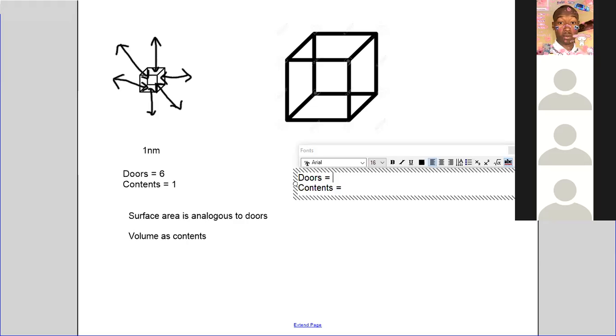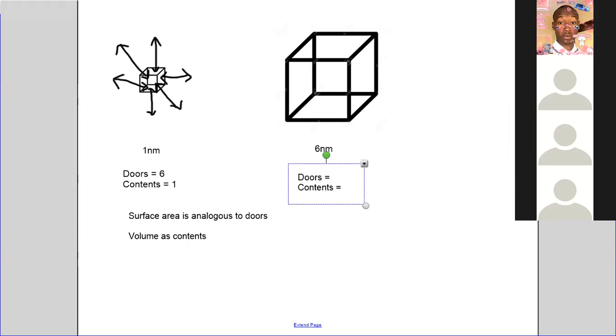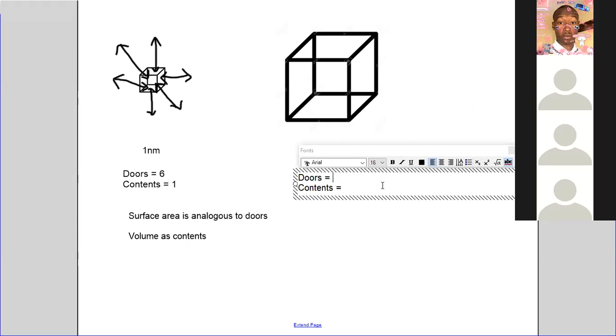And I'll go back and let you look at it again. I'm at 6 nanometers. How many doors are there? How many doors, so to speak? Compare.